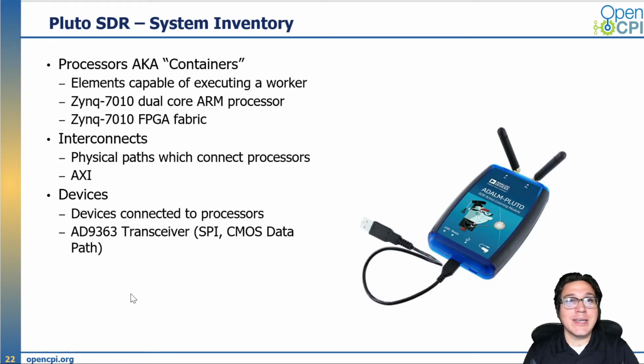Using the Pluto as an example, for the number of processors, processing elements, there's the dual core ARM and the FPGA fabric. The interconnect would be the AXI bus that communicates between the fabric and the FPGA, the FPGA and the ARM. And then the one device that we want to enable is the transceiver, which uses the CMOS data path and configures over SPI.